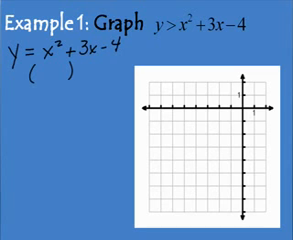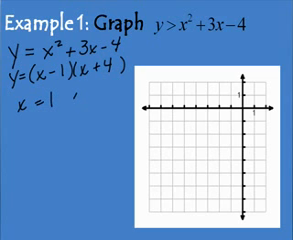And if I factor this, I need factors of negative 4 that add to 3, so I'd have x minus 1 and x plus 4. And then if I solve that, I'd get x equals 1, x equals negative 4. So my x-intercepts are going to be at 1, 4. I'm sorry, 1, negative 4. So I'd put one here and here.